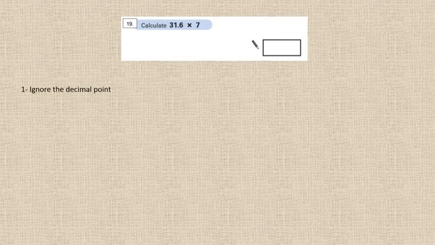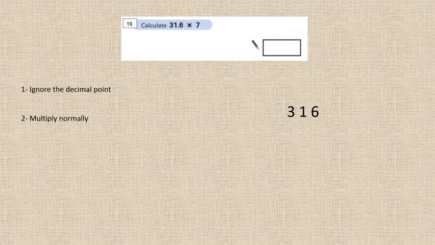Number two: calculate 31.6 times 7. It's decimal multiplication. It's very easy now because, again, we did it a lot and we solved a lot of drills together. So the first thing we have to do is ignore the decimal point. Ignoring the decimal point here means you are multiplying 316 times 7. So I ignored the decimal point, so 31.6 became 316. And after that, multiply normally, which means 316 times 7.